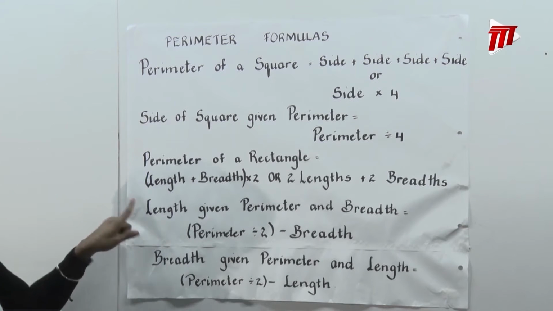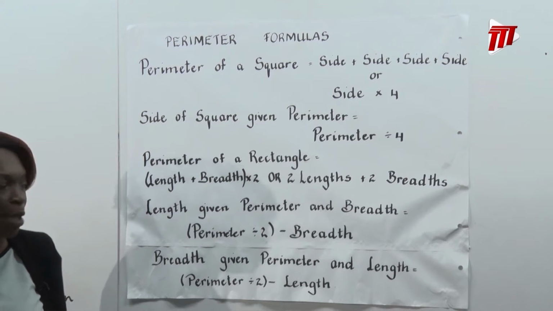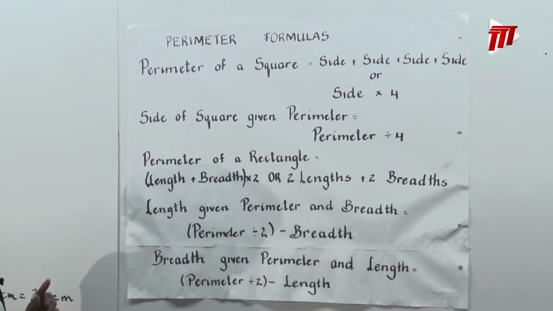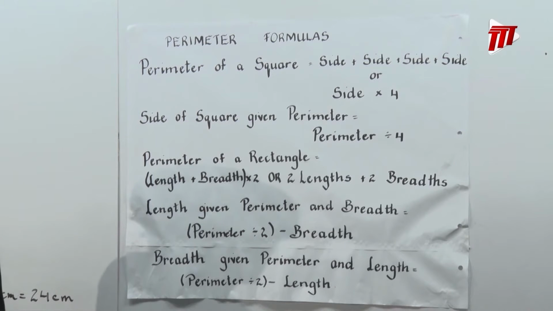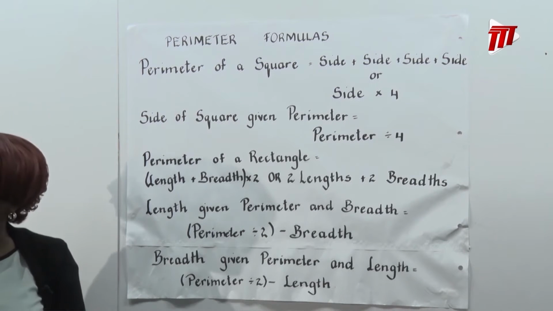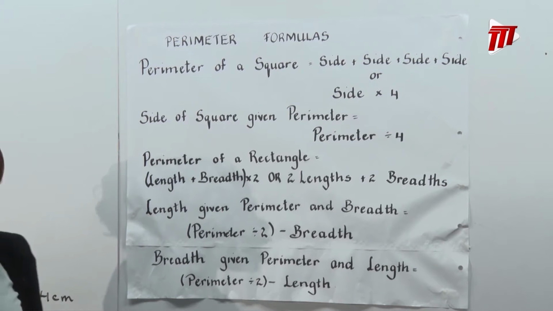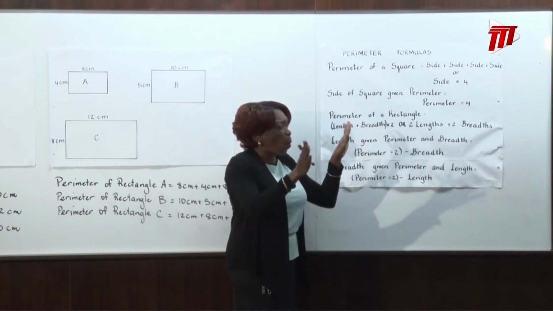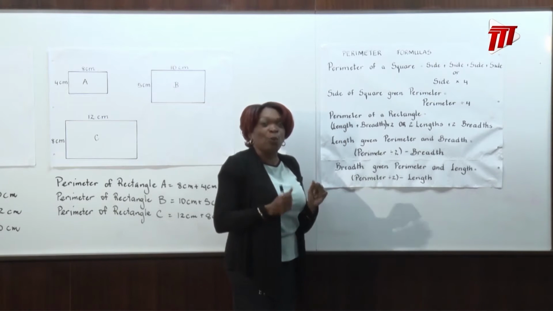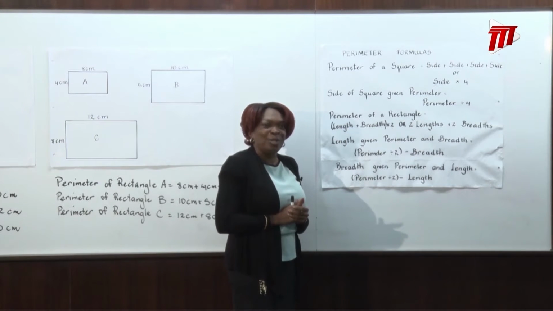Let's look at it and see. Length given perimeter and breadth. What did we do? Perimeter divided by 2, and then we took away the breadth. Breadth given perimeter and length: perimeter divided by 2, take away the length. So children, you have no excuse now. You have all your formulas. So we are going to get ready now to do some word problems.